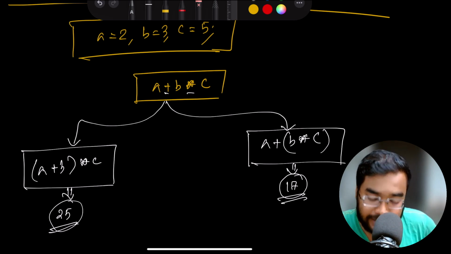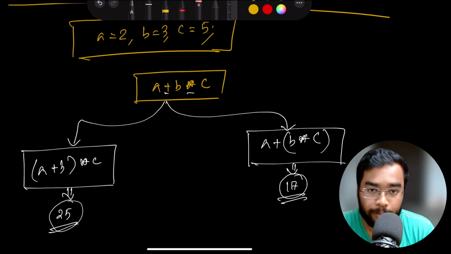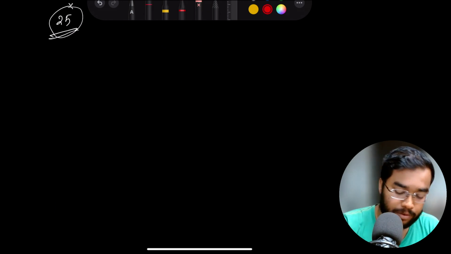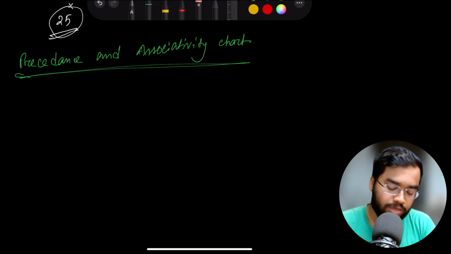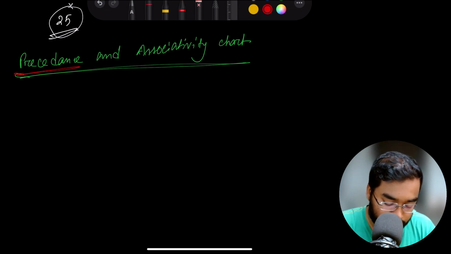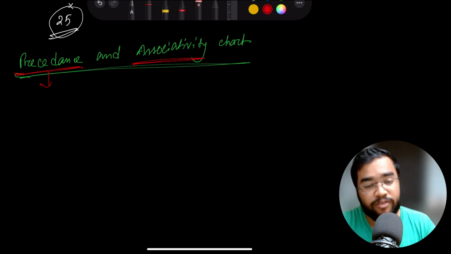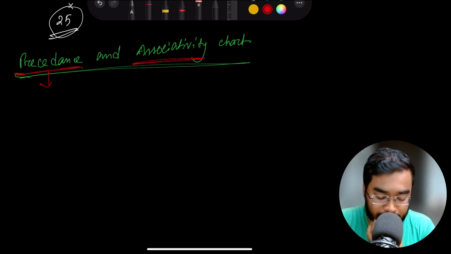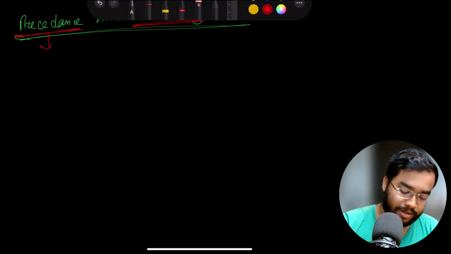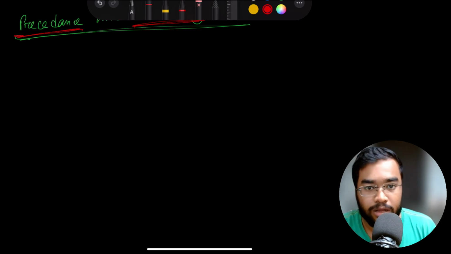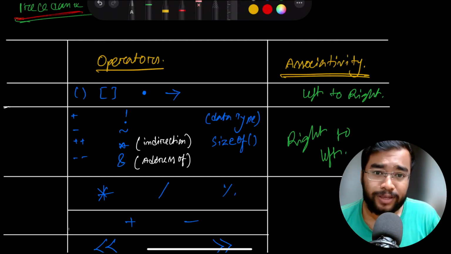And to guess the correct output, you need to know which operator would be evaluated first, isn't it? So for that, we need to know about the precedence and associativity chart. Precedence means which one would be evaluated first. And associativity means if there are two operators of the same type, same level, same precedence, then which one would be evaluated first? We will be deciding it by associativity. So there is a chart, and let me write it down, and after that we will obviously talk about it. So here this is the chart.